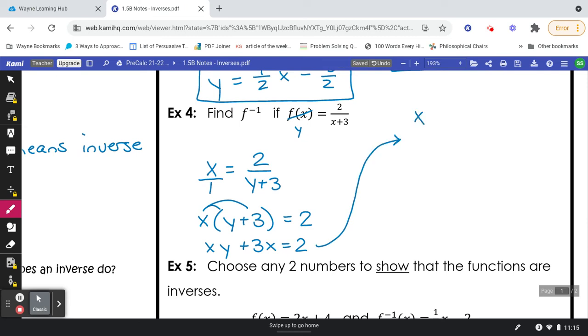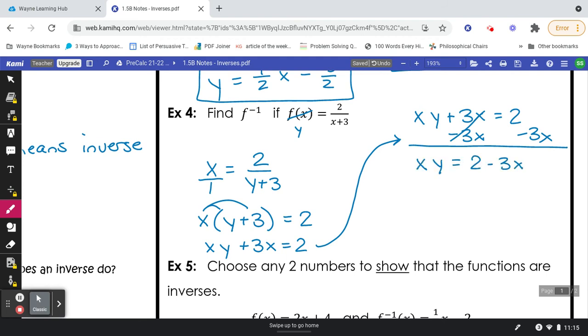And let's see, I think I will try to get the y by itself. So let's subtract the 3x to the other side. Then we'll divide by the x. And this problem's a little strange looking. So I'm just going to go ahead and divide it by x like that and then leave the whole thing alone. 2 minus 3x over x. There we go.